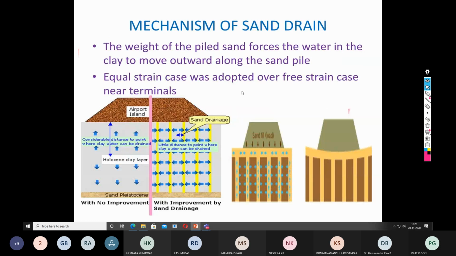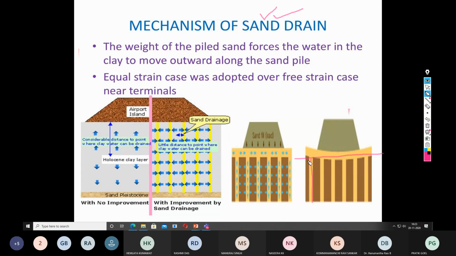Now, let us try to understand the mechanism of a sand drain and what a sand drain is. Basically, a sand drain is a column, a vertical column, as you can see in these pictures. This is a column constructed within the soil sample from the natural ground level to a particular depth, with a diameter of 300 or 400 millimeter depending upon the design requirement. It is a column built within the soil mass and filled with sand material.